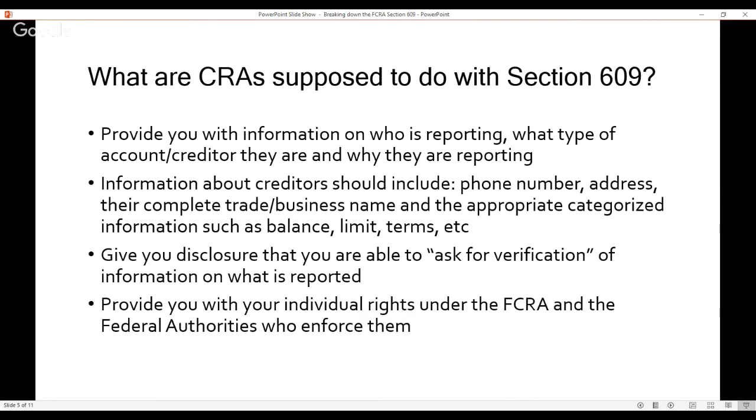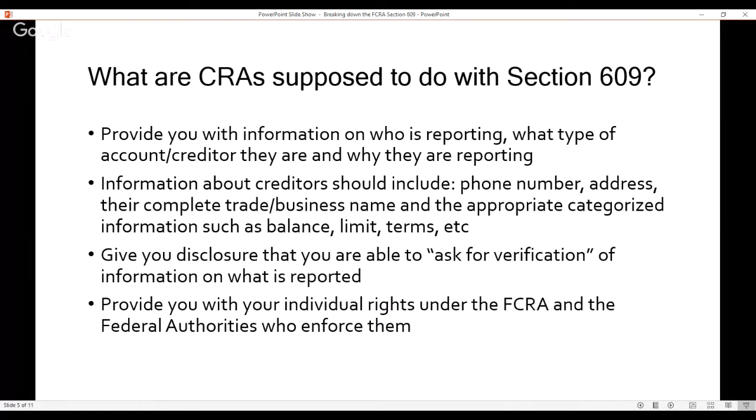So here's the breakdown, a very basic breakdown of Section 609. So first of all, when you ask the credit reporting agency, you have to comply with Section 609. Basically, they're supposed to provide you with information on who is reporting, what type of account or creditor, who they are, and why they're reporting. Most of that information is literally found in your credit report.